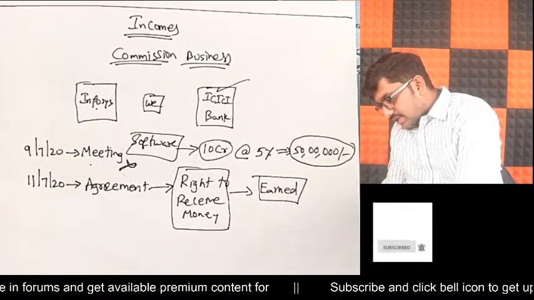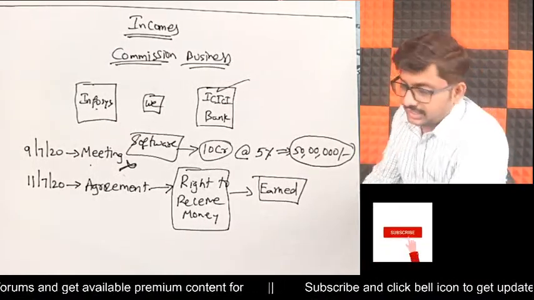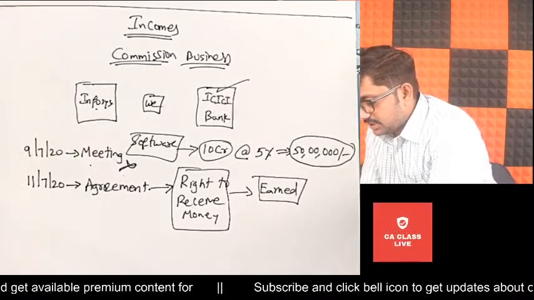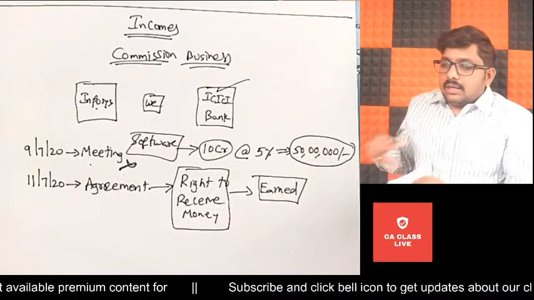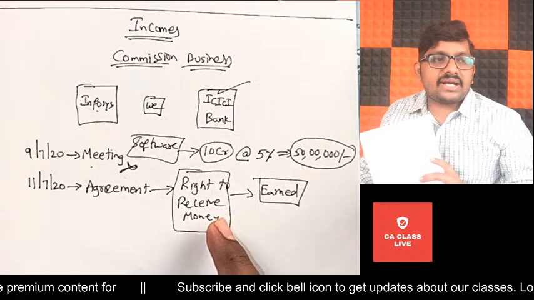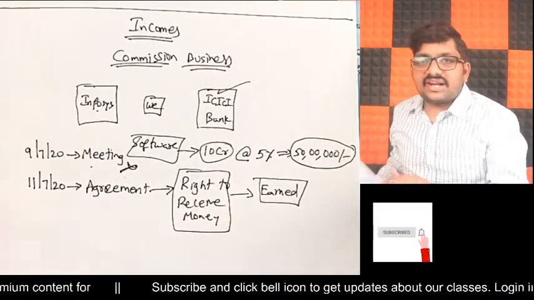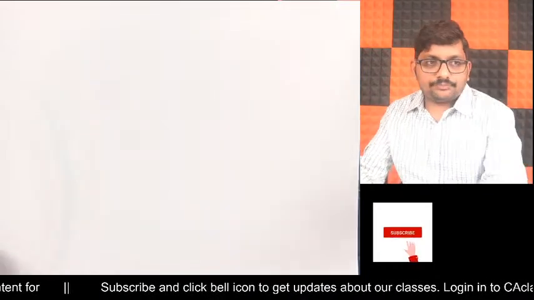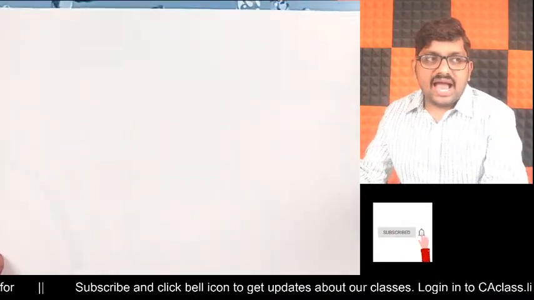So in this scenario, how will the journal entries flow? Let me explain, friends. Let me take out a few sheets of paper for you. Now, in this regard, how will the journal entries flow? Earned means what? My right to receive is established. You have the right to receive the money. Let me take an example for you, as I was telling you.